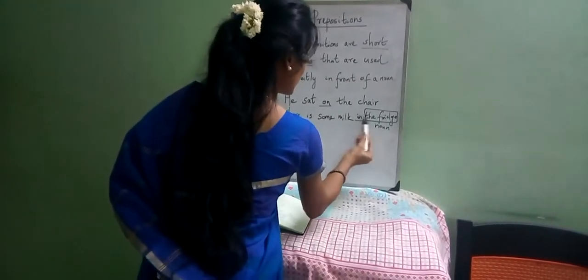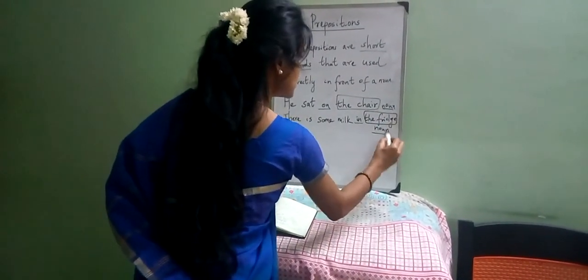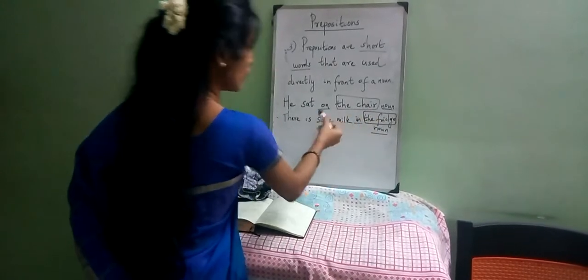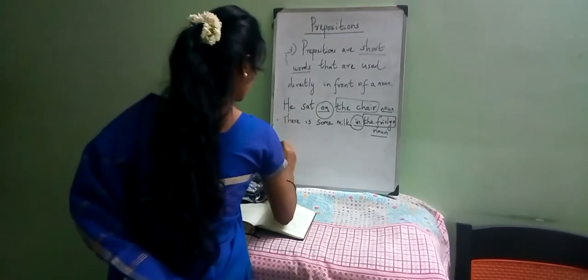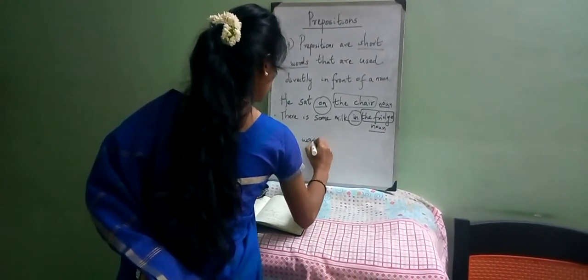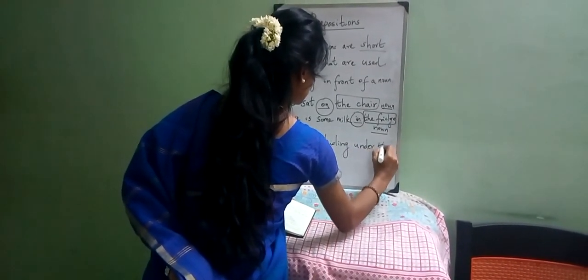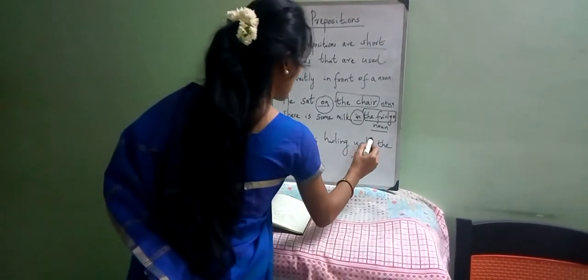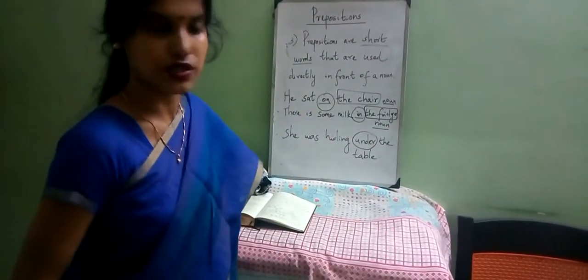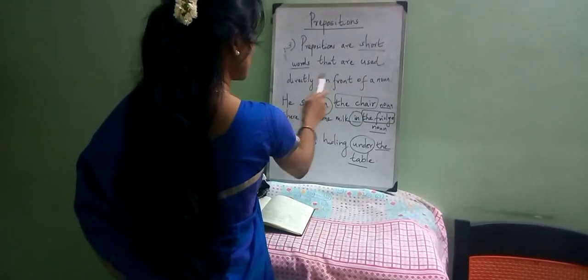So, directly in front of the noun. The chair is the noun here. Correct? The fridge is the noun here. So, directly in front of the noun, the preposition is used. Third one: she was hiding under the table. Here under is the preposition. So it is used directly in front of the noun. So prepositions are short words that are used directly in front of a noun.